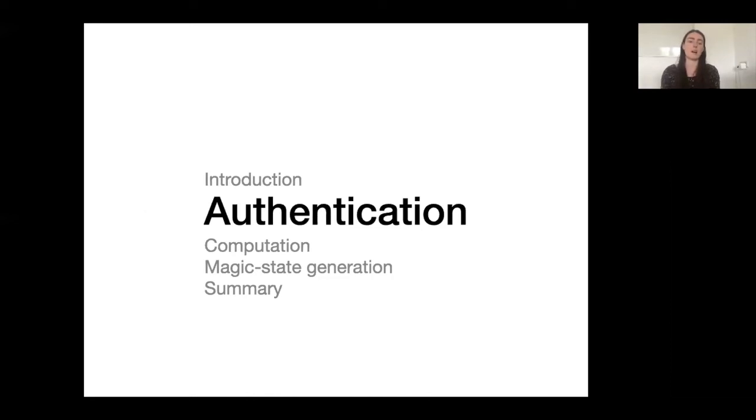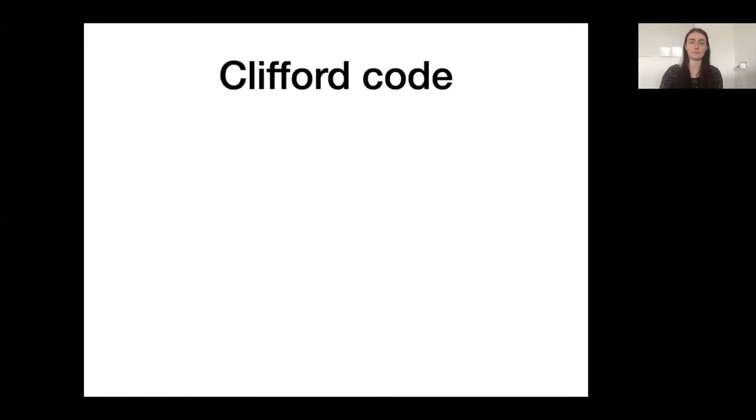Later on, I'll give some more details on how the actual computation works, and I'll comment on how the players can jointly generate a resource that they will need called magic states. The specific code that we use is called the Clifford code, and the idea is fairly simple.